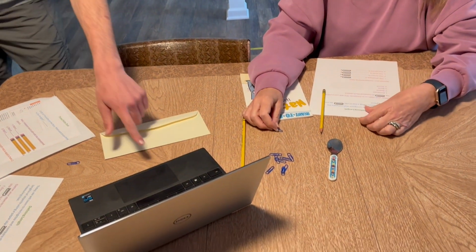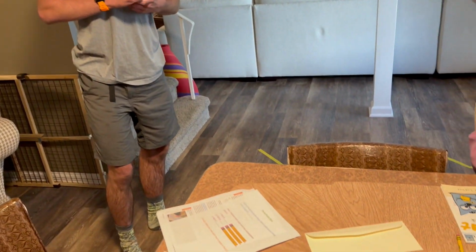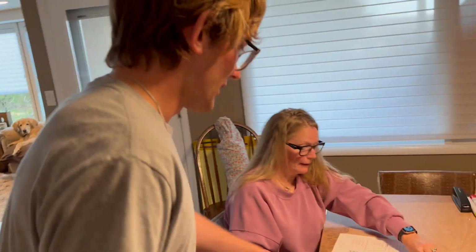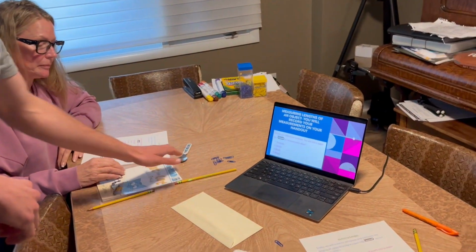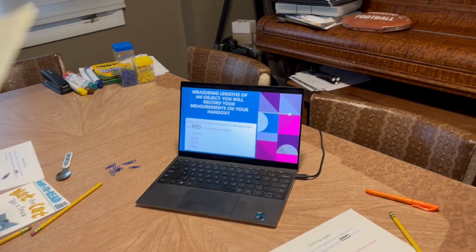Okay. So, measuring lengths of an object. You will record your measurements on the handout that you have at your table. You will gather your objects to measure. You're going to use a paper clip like we talked about to measure each of these objects. We're going to measure an envelope, a spoon, a book, and a pencil. So here's the book, here's that spoon, here's the pencil, and here's our envelope.